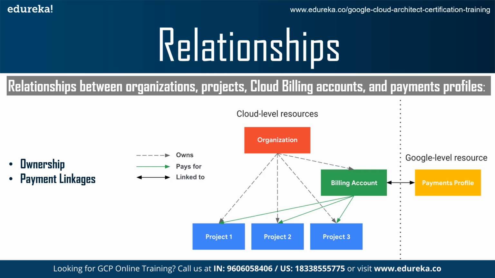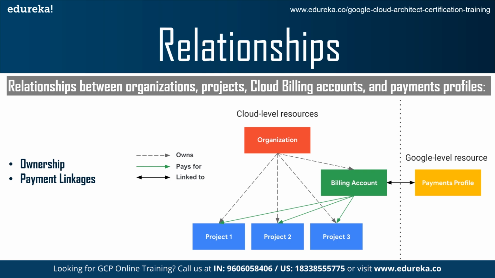The cloud billing account is linked to project 1, 2, and 3, meaning it pays for costs incurred by the three projects. Note that although you can link cloud billing accounts to projects, cloud billing accounts are not parents of projects in an identity and access management sense, and therefore projects don't inherit permissions from the cloud billing account they are linked to.